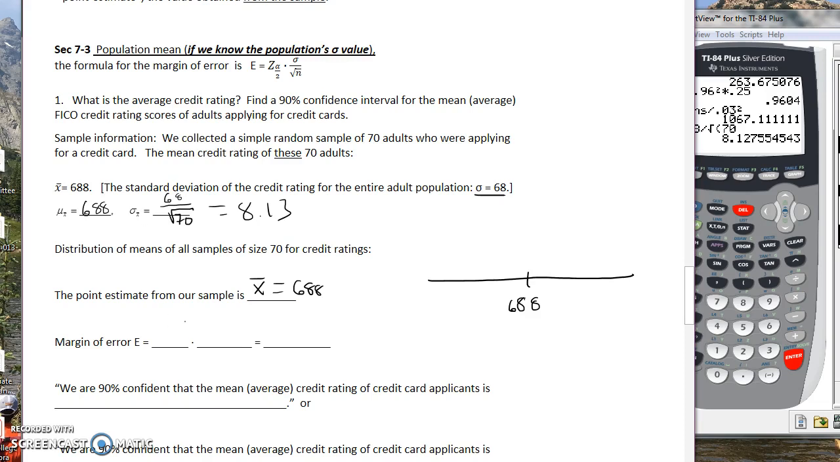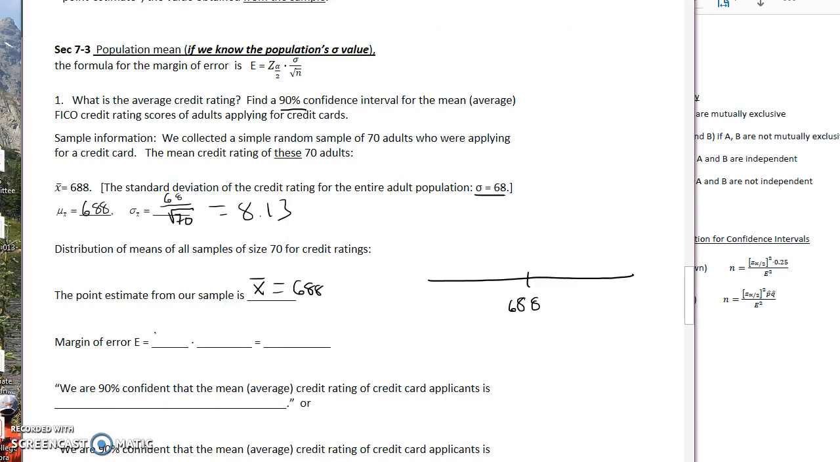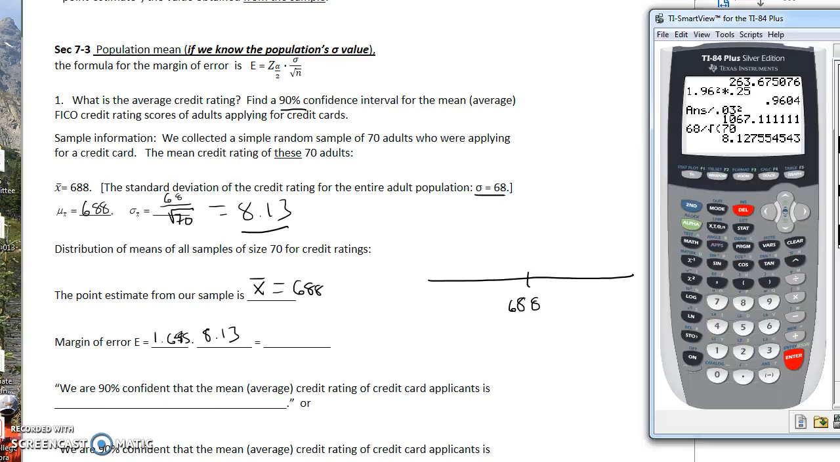Now we find that margin of error by finding our z alpha over 2 or critical value based on a 90% confidence level. Remember that we did that by looking at our confidence level, and it's 1.645 standard deviations away from the mean. So this critical value is 1.645. And then we're going to multiply that by our standard deviation of our sample means, which is 8.13. So 1.645 times 8.13 gives me 13.37.